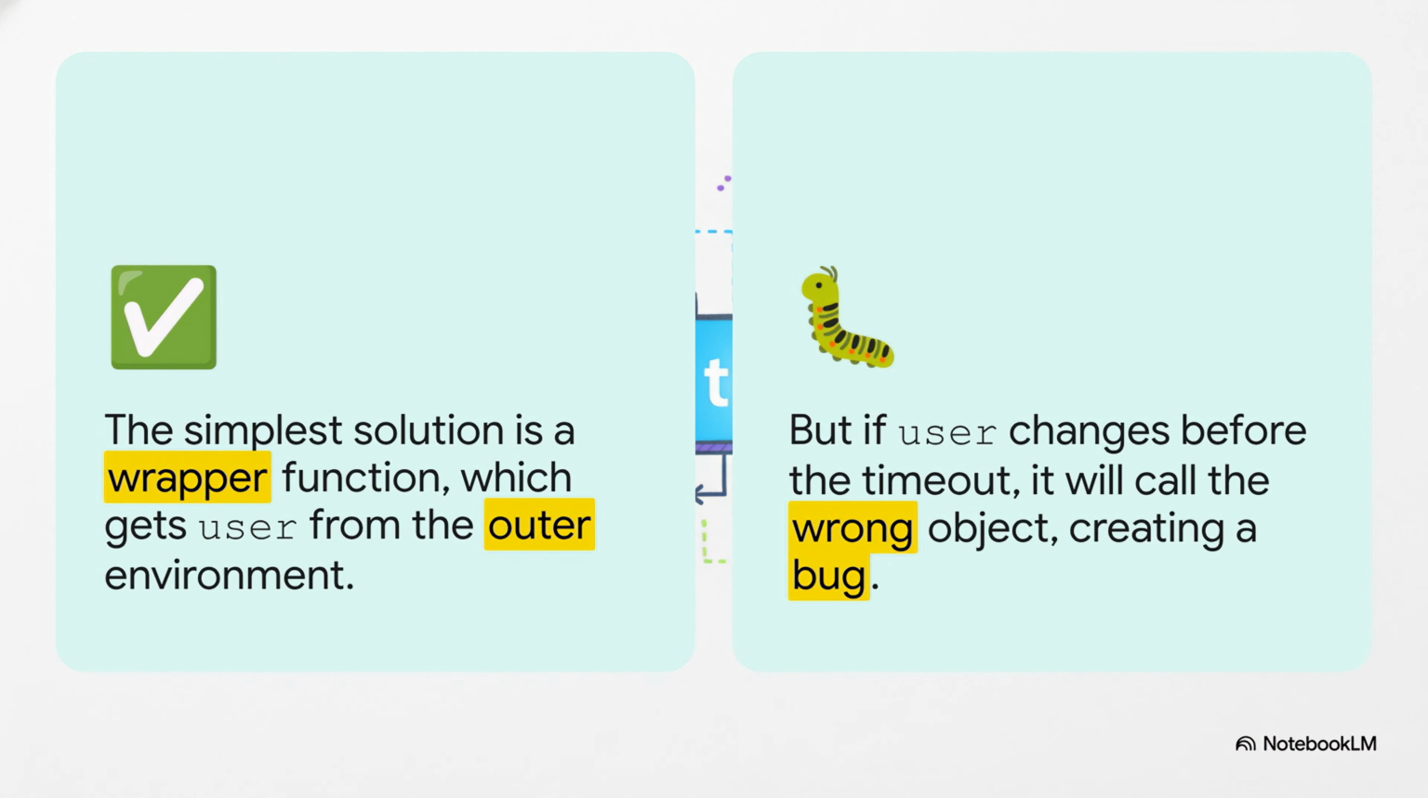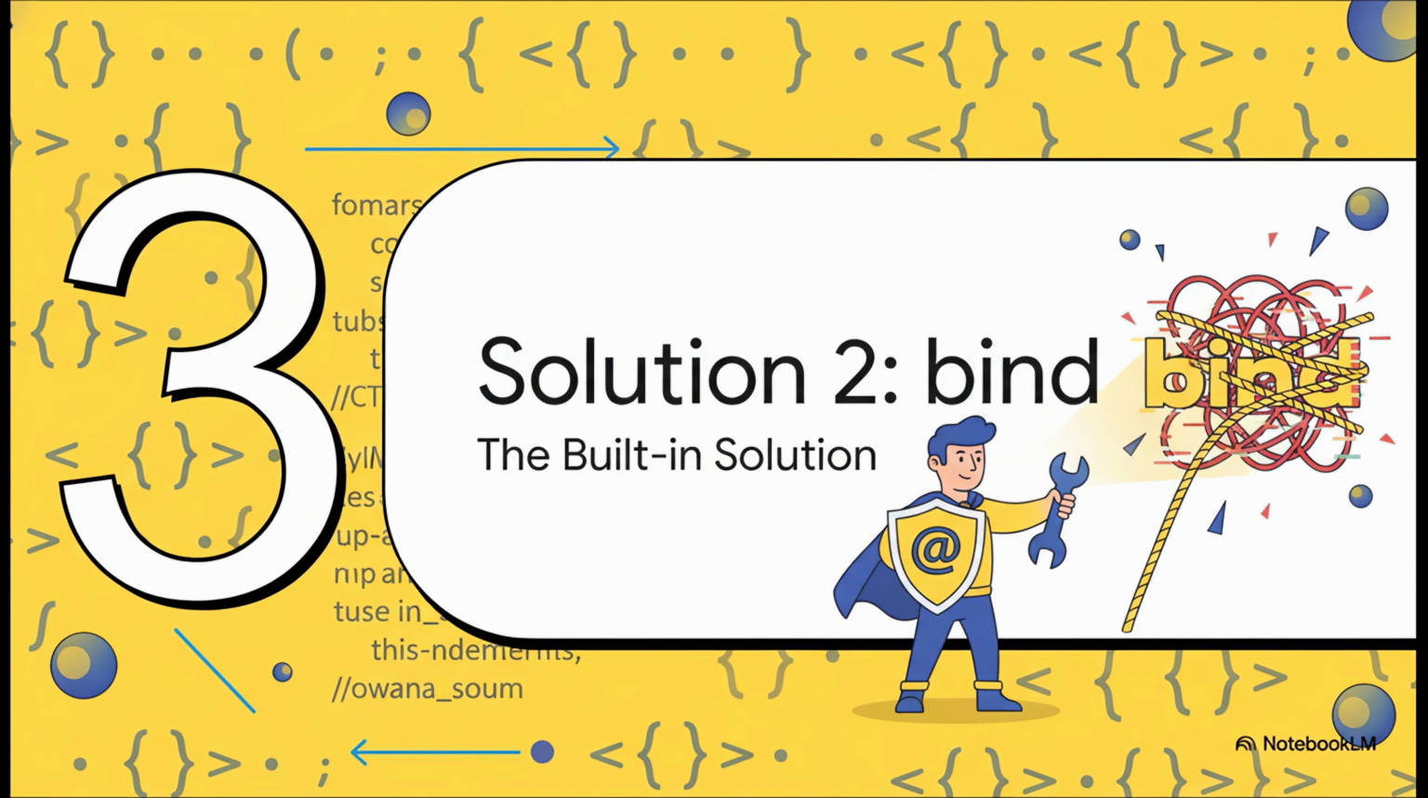There is a hidden danger here. What happens if that user variable gets changed before our 1 second timer is up? The wrapper doesn't care. It's going to call sayHi on whatever the new value of user is, and that can lead to some incredibly sneaky, hard to find bugs. To do this the right way, to really bulletproof our code against those kinds of bugs, JavaScript gives us a fantastic built-in tool. And this is the real hero of our story today, the bind method.